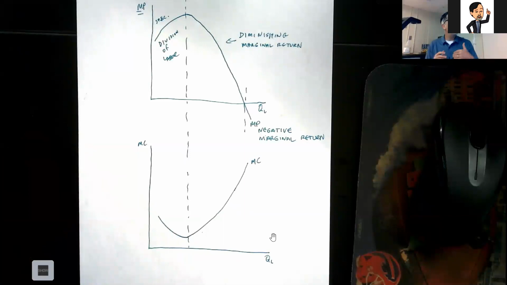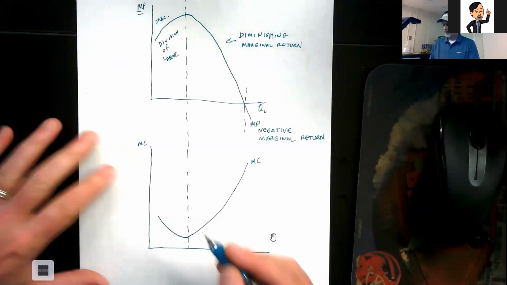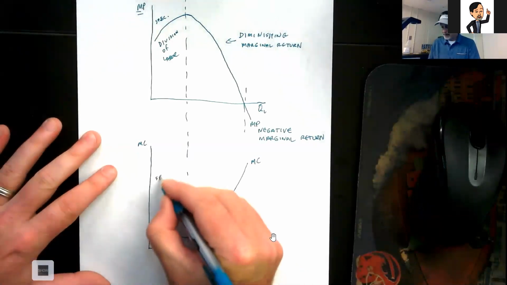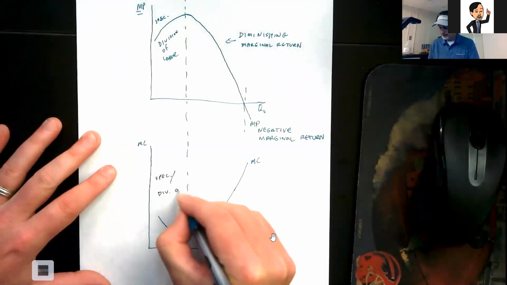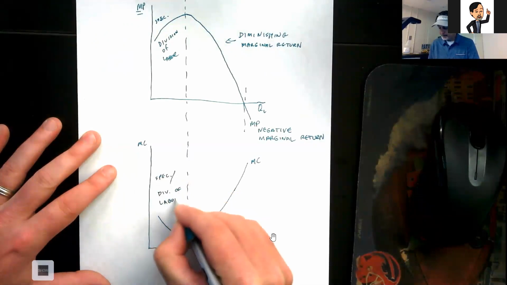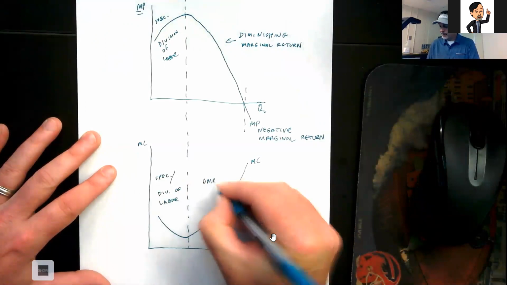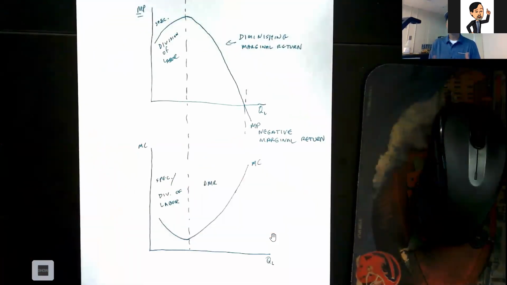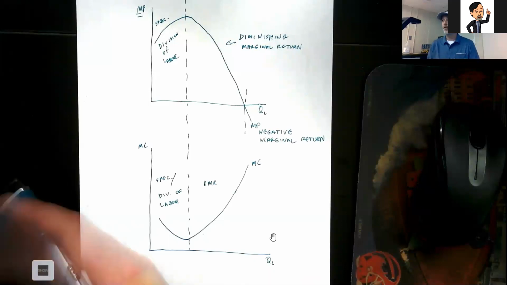So if you are asked on the exam to explain the shape of the marginal cost curve, what is your explanation going to be? Here is our specialization and division of labor segment. And on the right-hand side is our diminishing marginal return segment. Okay, so there's what your marginal cost curve looks like. And that marginal cost curve drives all of the other cost curves in the short run.